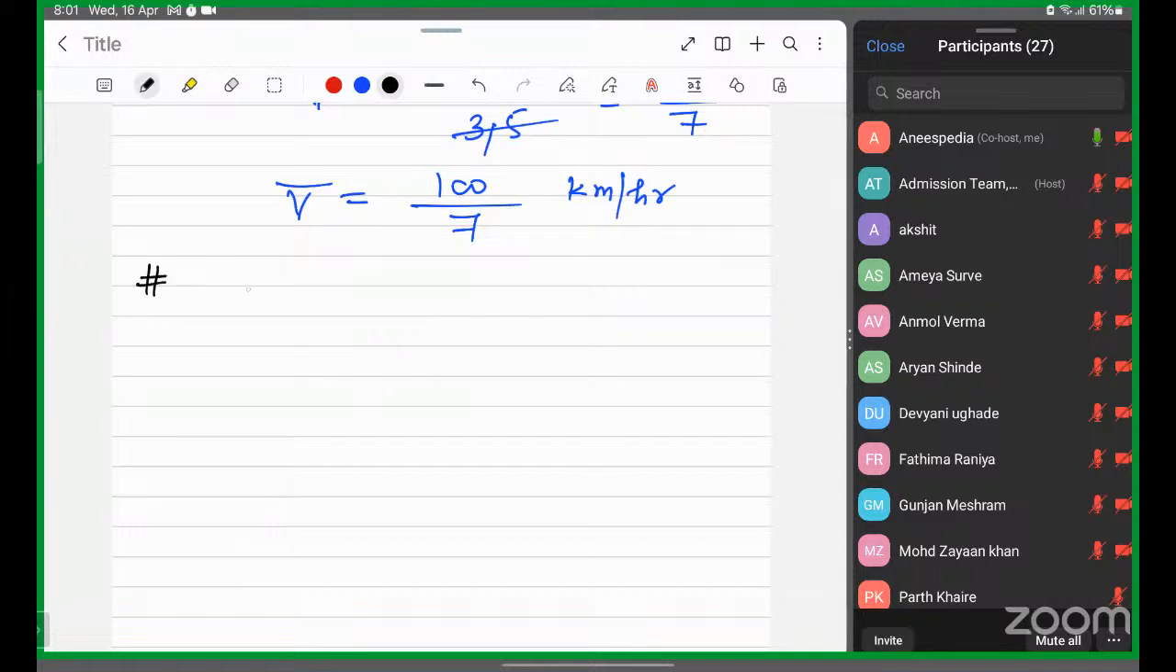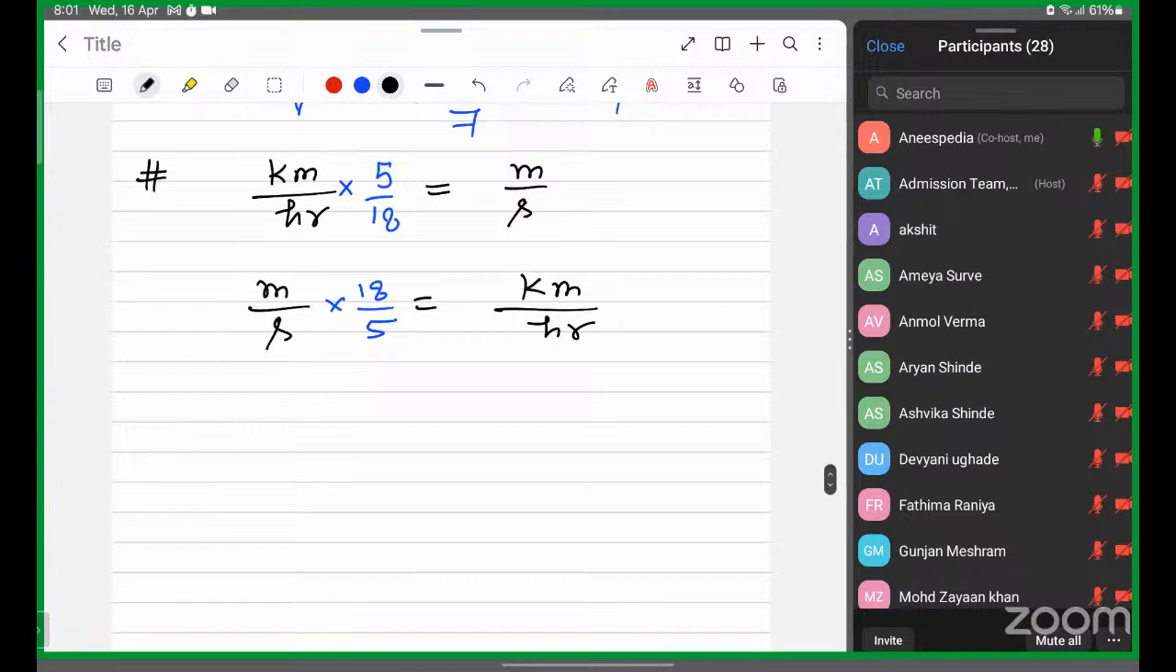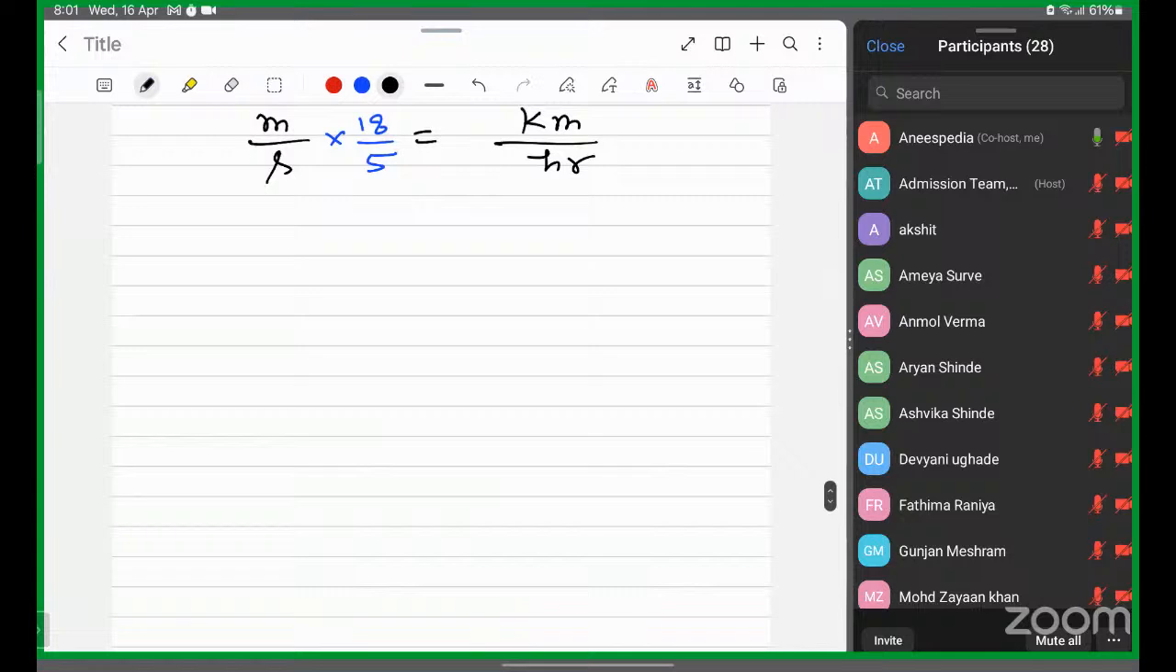Remember, if you have kilometer per hour and you want to convert it into meter per second, then you have to multiply by a factor which is 5 by 18. And if you have meter per second and you want to convert it into kilometer per hour, you have to multiply by the factor 18 by 5. So 5 by 18 is the conversion factor. Understood? Understood.